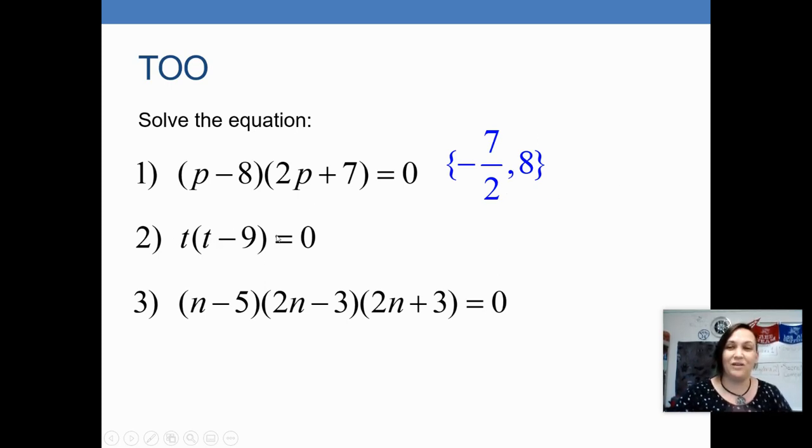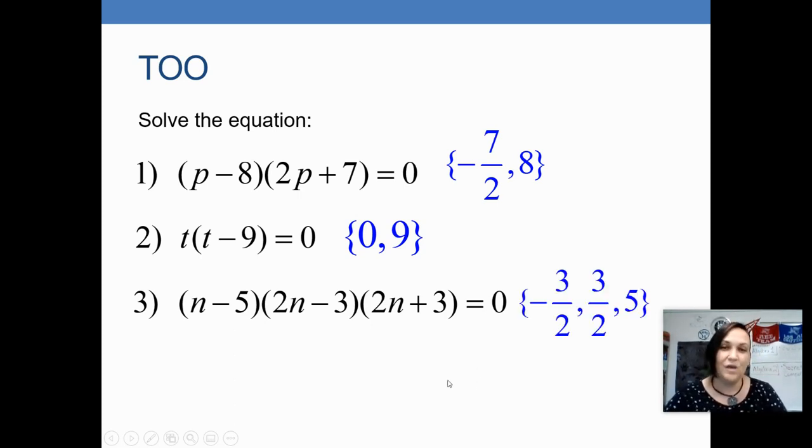For the second problem, I also got 2 answers. From the t that was all by itself outside the parentheses, I got an answer of 0. And then from my parentheses, I got an answer of 9. For the third problem, I'll end up with 3 answers because there are 3 separate parentheses. Each parentheses will give me its own answer. From the first parentheses, I got an answer of +5. From the second parentheses, I got an answer of 3/2. And from the third parentheses, I got an answer of -3/2.